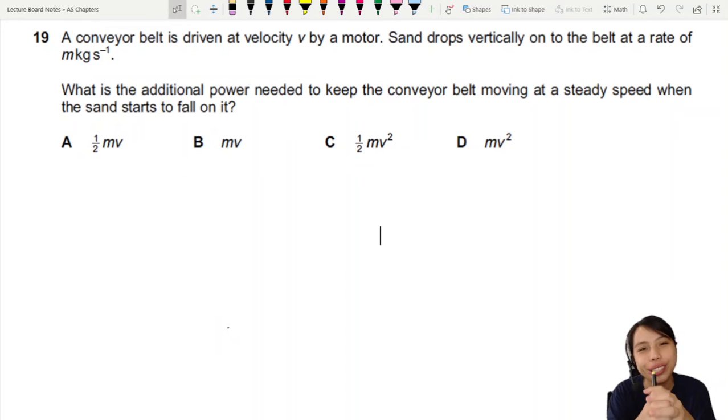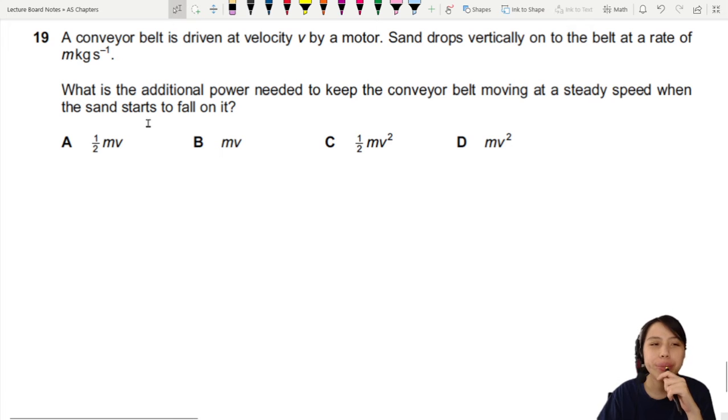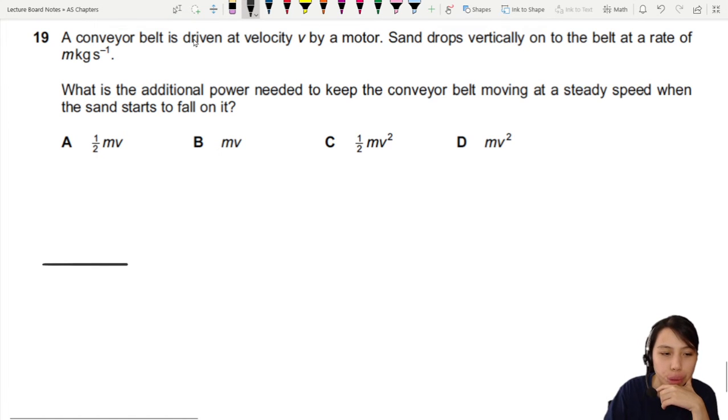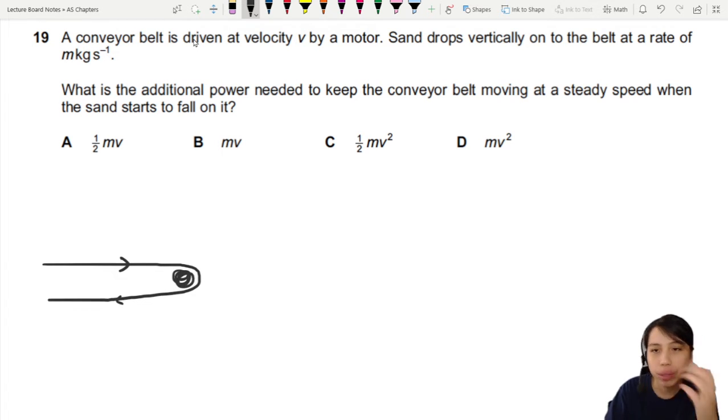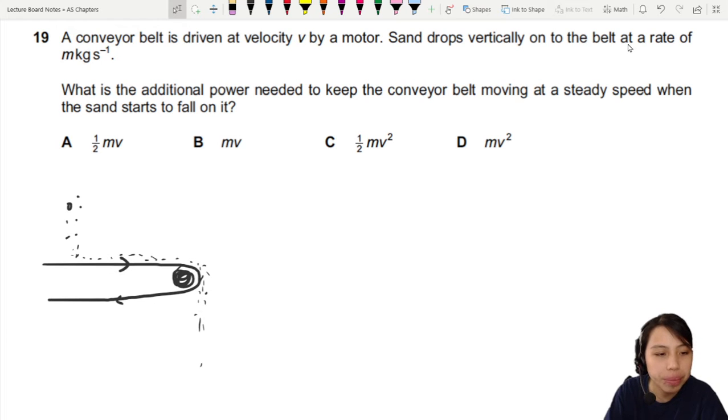I consider this question to be one of the all-time hardest. Definitely going to be up there. But what we have here is a conveyor belt driven at velocity V by a motor. So you know what conveyor belts are? There's a wheel here. It kind of keeps going and you can drop stuff on it and the stuff will move. Sand drops vertically onto the belt at a certain rate, M kg per second. So imagine lots and lots of sand coming. And the sand will come here and probably just drop off there at the bottom.